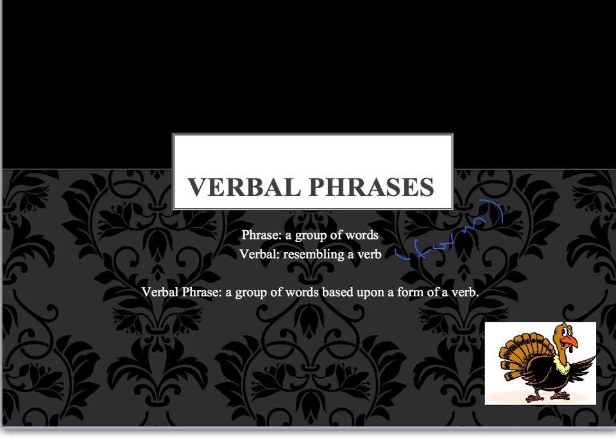So if we look at verbal phrase, we're going to define a verbal phrase as a group of words based upon a form of a verb. And in spirit of when this is recorded, we're going to do it with the help of our turkey friends.